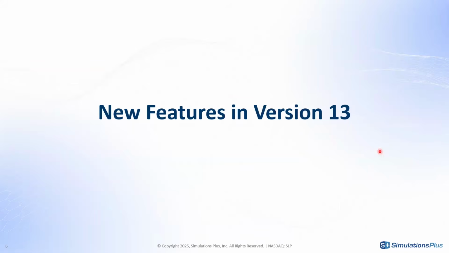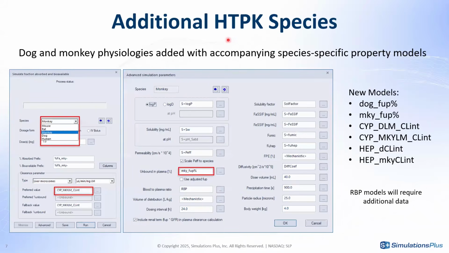Okay, so with that very brief introduction, I'll start talking about the new features in version 13, starting with the PK simulations. The first enhancement was to add 2 new species, dog and monkey, to the 3 existing ones, which were human, rat, and mouse. So now in the user interface, you have them arranged in more of a drop-down style.